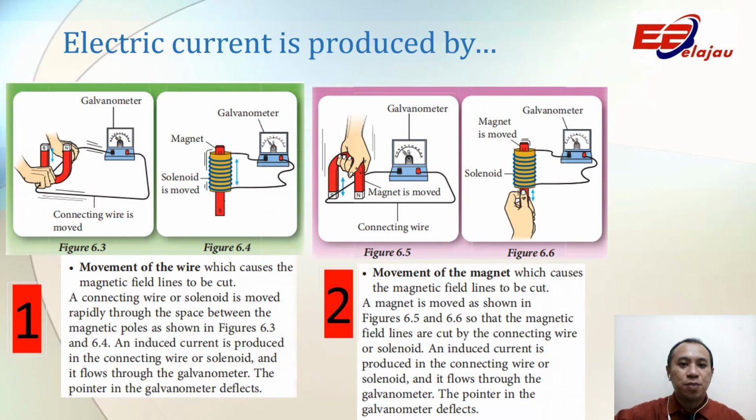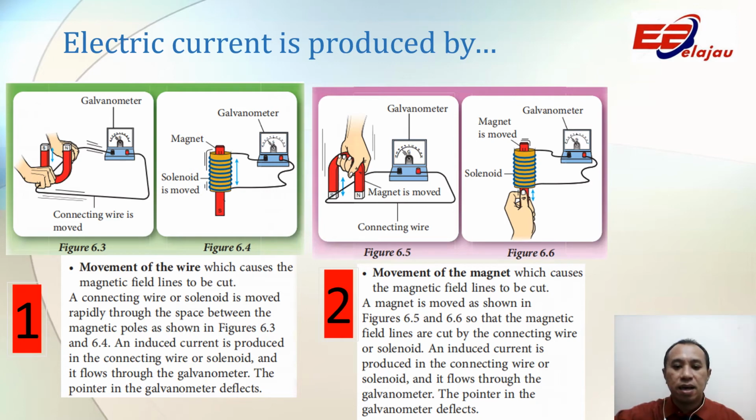Electric current is produced in two ways. First, movement of the wire which causes the magnetic field lines to be cut. A connecting wire or solenoid is moved rapidly through the space between the magnetic poles as shown in Figure 6.3 and 6.4. An induced current is produced in the connecting wire or solenoid, and it flows through the galvanometer. The pointer in the galvanometer will deflect.